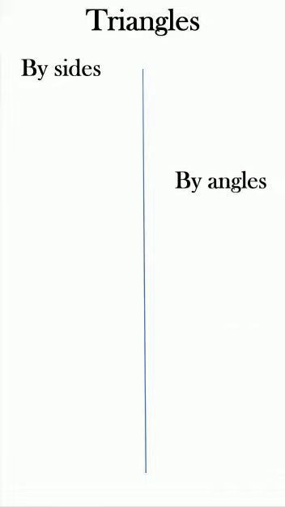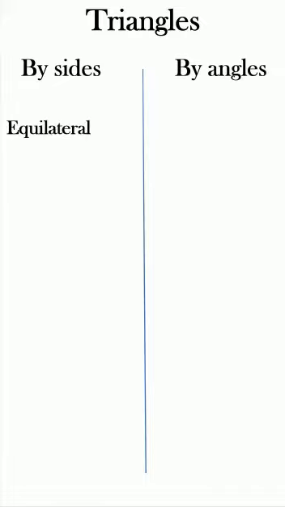So there are a number of different types of triangles, and we can classify these triangles in two ways: by their sides or by their angles. The first triangle we're going to look at is the equilateral triangle. This type of triangle has 3 equal sides and 3 equal angles.